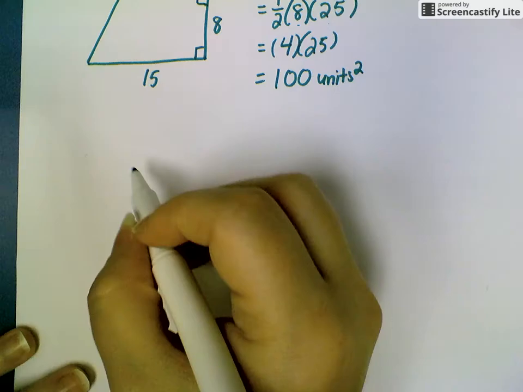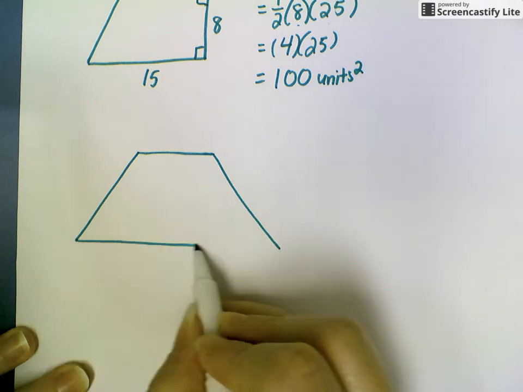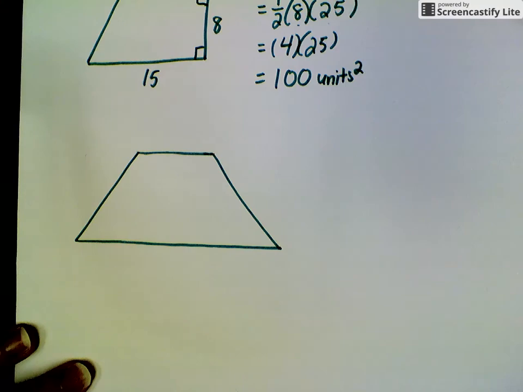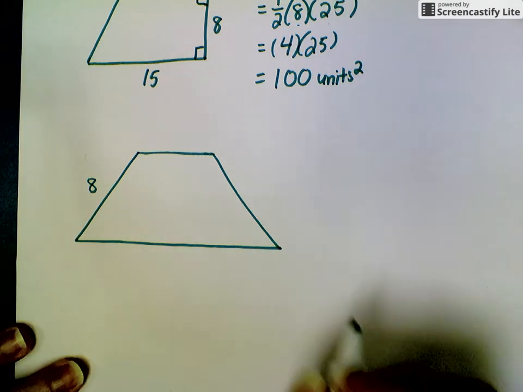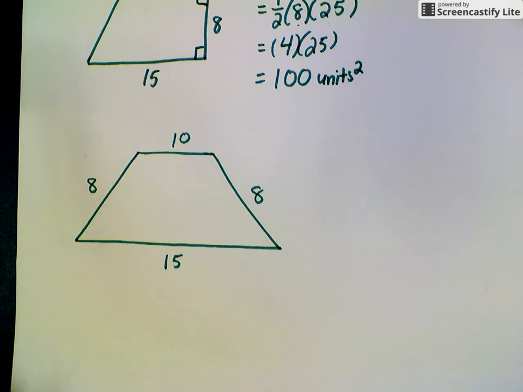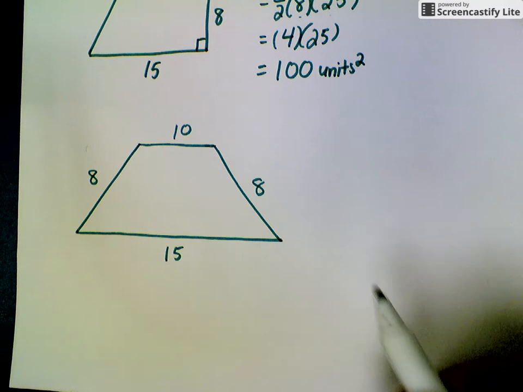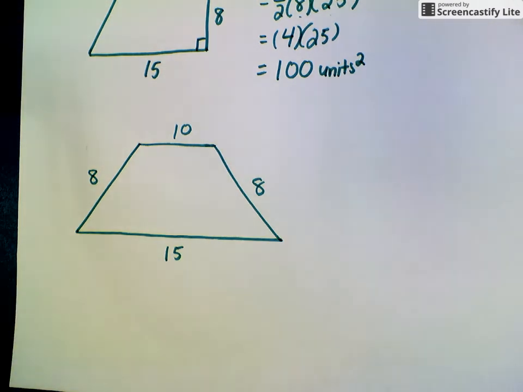For our next example, we have an isosceles trapezoid. That's when our two legs are congruent. And we're going to say that our legs are 8 and our bases are 10 and 15 again. So I'm using the same numbers, but I'm not going to get the same answer because up in the problem above, 8 was my height. In this particular one, I don't know what my height is.